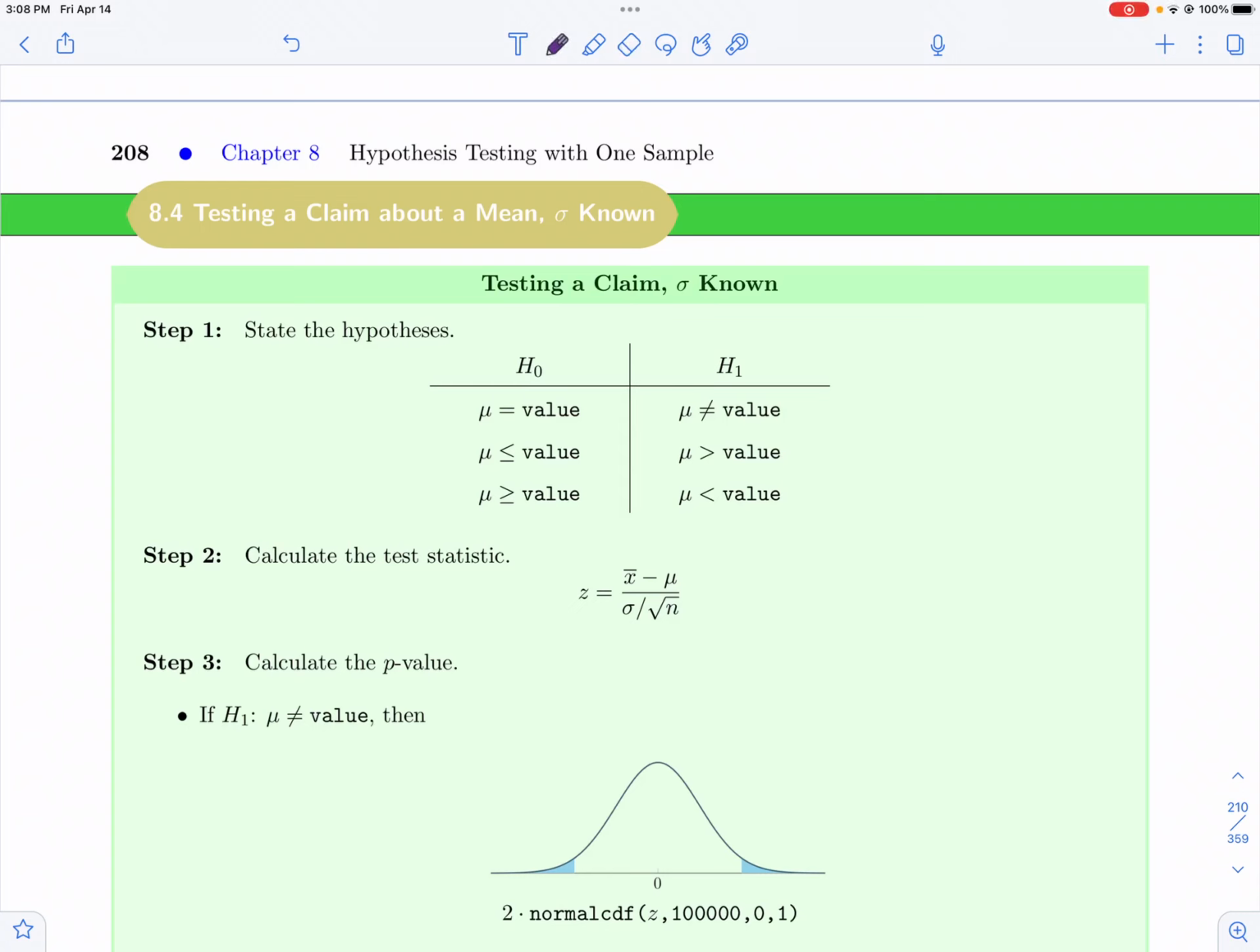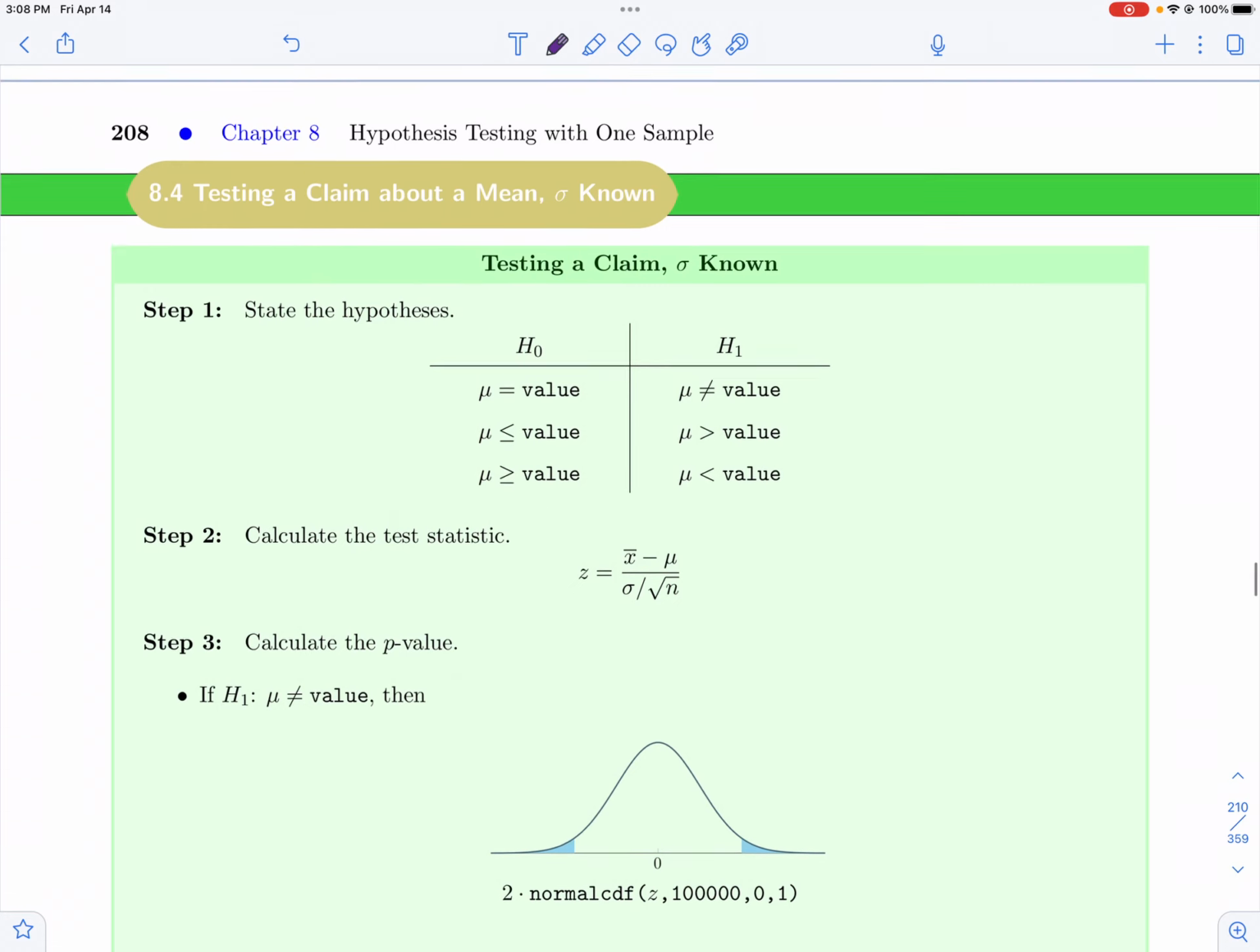Hopefully everybody did a good job reviewing sections 8.1, 8.2, and 8.3, all the background information that we're going to need in order to do our hypothesis testing, and is prepared and ready to do our first hypothesis test. At the very beginning here, I've got how everything's going to be broken down in terms of our different steps.